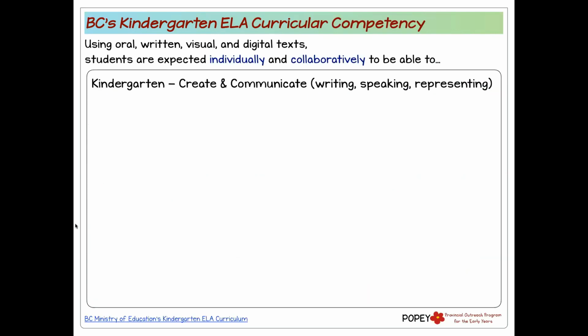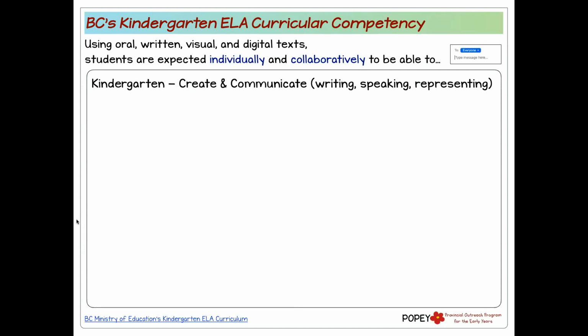I know last week someone asked about kindergarten. There aren't performance standards for writing in kindergarten, but if we look at the English Language Arts curriculum, what does it say about what kindergartners are doing? I wanted to pick your brain here and have you guess a little bit.